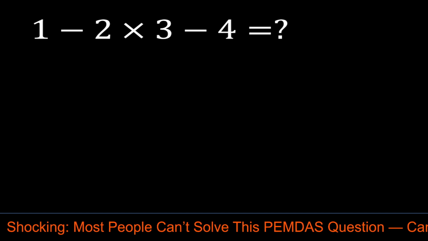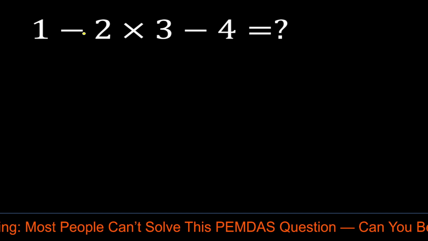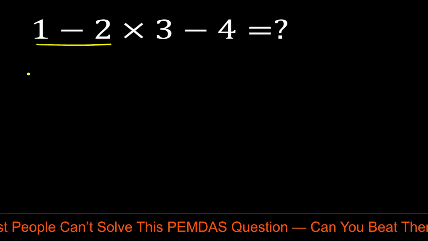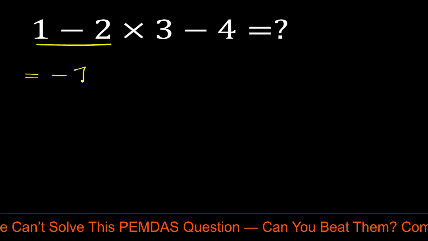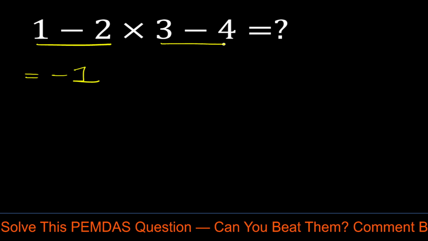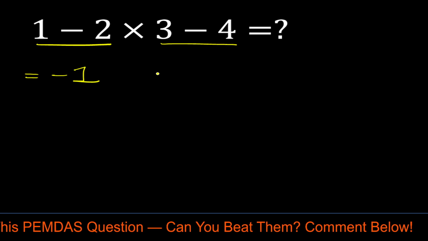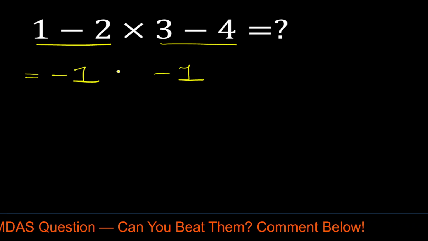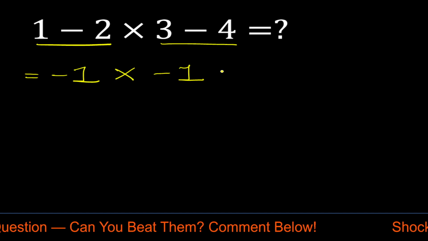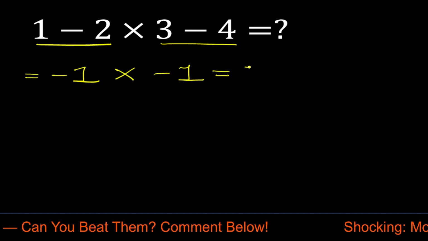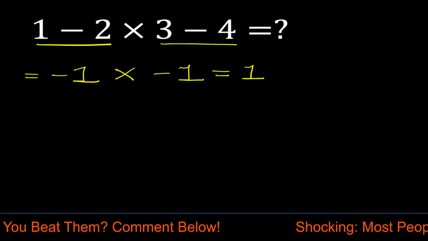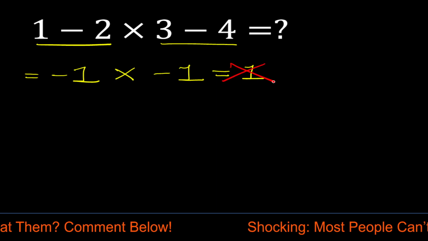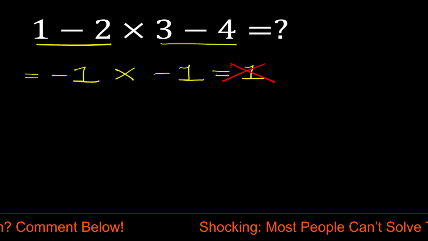So most people solve this question like 1 minus 2. So 1 minus 2 is equal to minus 1, right? Then 3 minus 4. So 3 minus 4 is also equal to minus 1. Now minus 1 times minus 1. So minus 1 times minus 1 is equal to 1, right? But this answer is not correct. This answer is completely wrong.